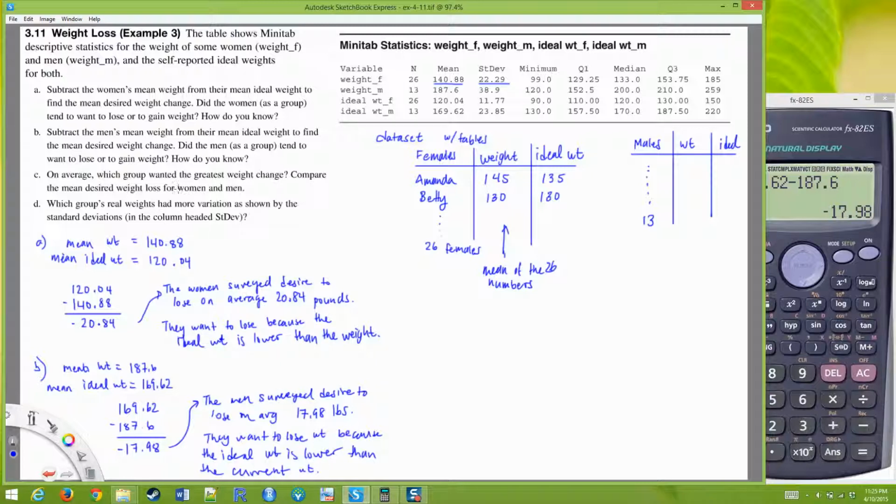On average, which group wanted the greatest weight change? On average, the women wanted a greater weight change because they wanted to lose 20.84 versus 17.98. So on average, the women wanted to lose more.